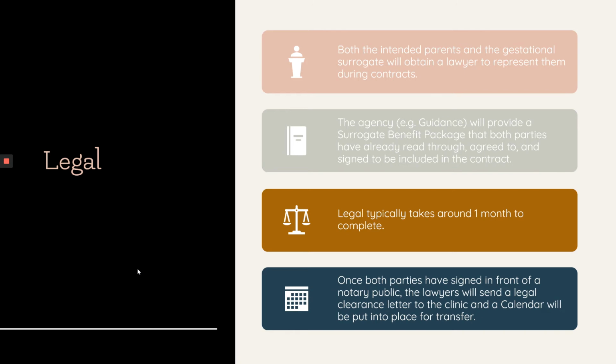Typically, it starts with the intended parent's attorney drafting the contract. We, the agency, will provide the attorneys with the benefit package you agreed to at the beginning, so everybody already has a clear idea what's to be expected and what everyone's agreeing to. This helps make the process much faster and smoother. So that is where we come in as the points of contact and the mediators between all parties.